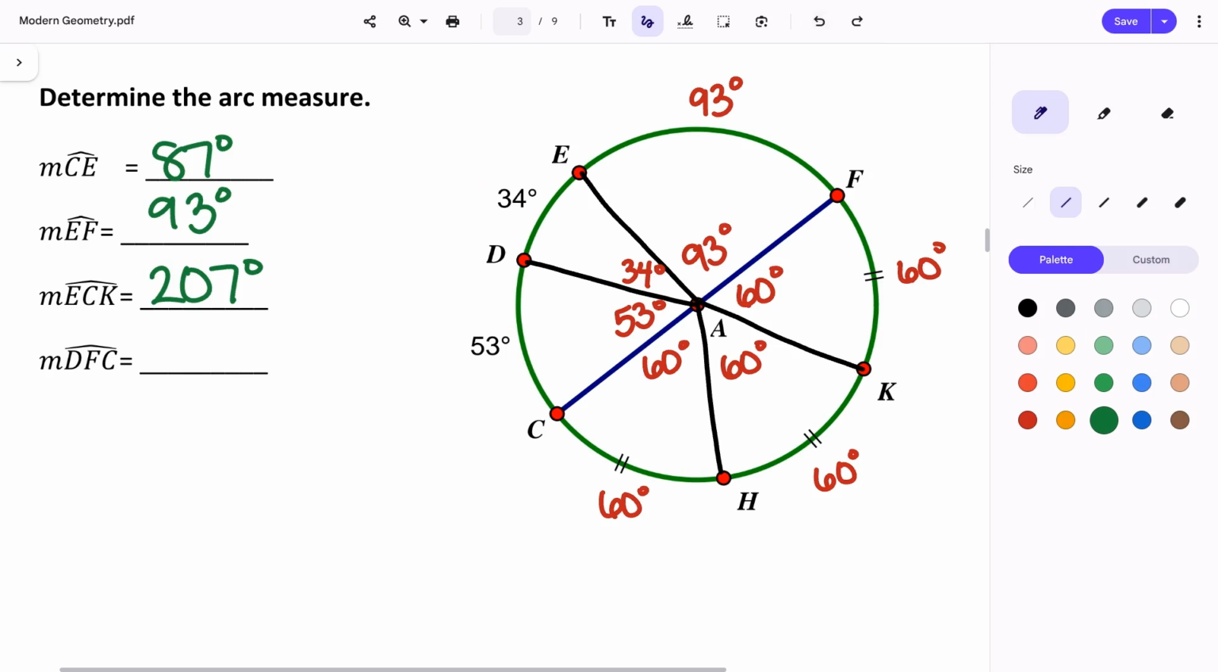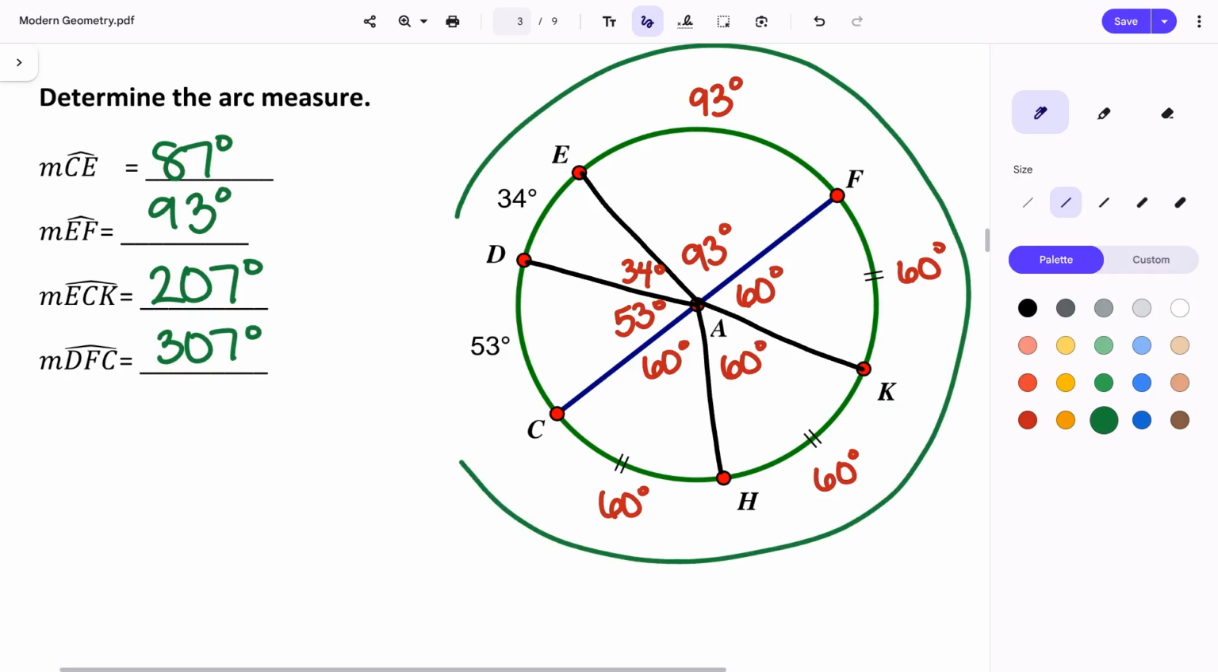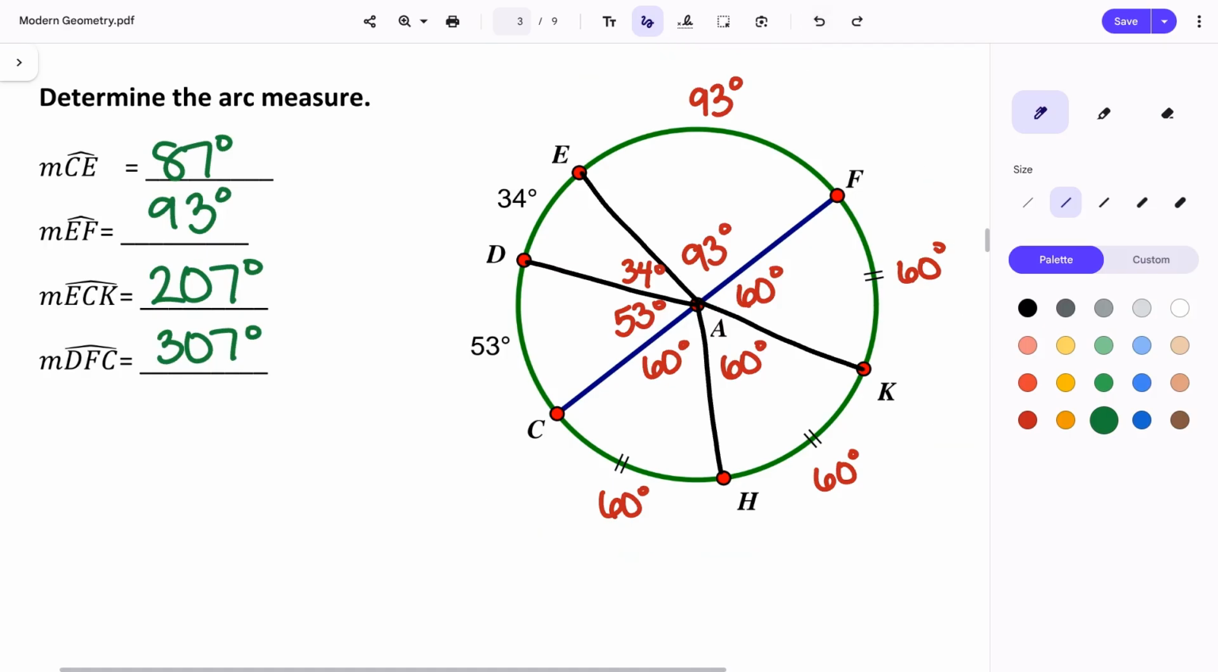Okay, what about the last one, DFC? 307. Good, 307. DFC. Again, you want to go from D towards F, but you don't want to hit your C. So that's going to tell you start at D, you go this way around the circle. It's everything but the 53. So take 360 minus 53, you get 307. Do we have any questions on that?